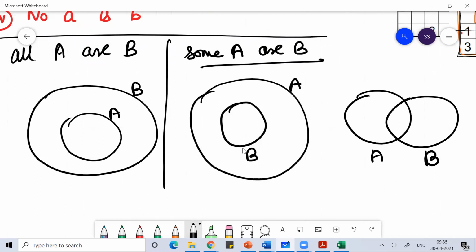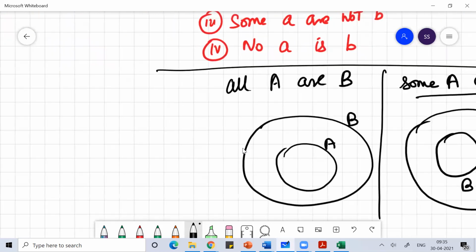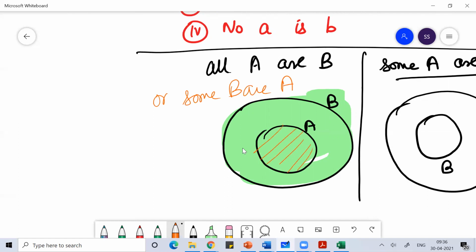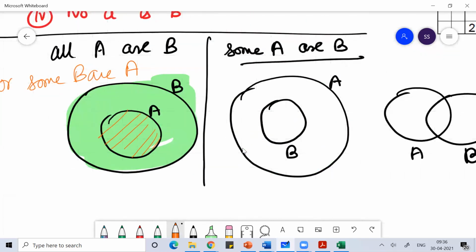So you can understand this, some A are B. If you simply focus on this diagram, what it is telling is all A are B, and it is also telling that some B are A. What are those B which are A? That is this part. So you can understand this.